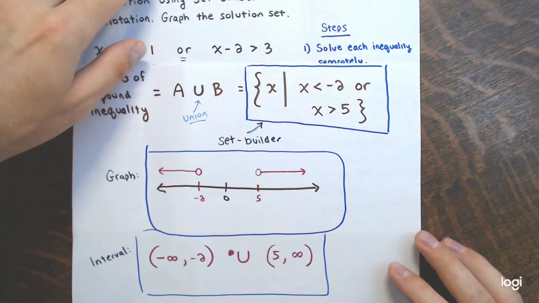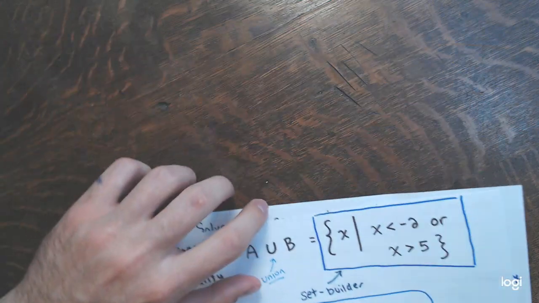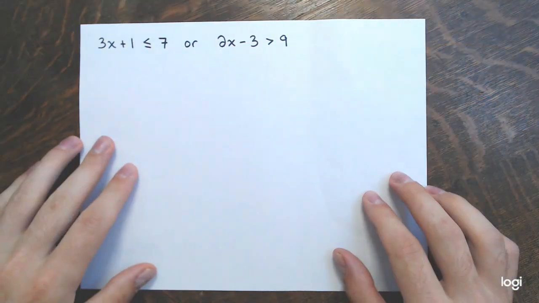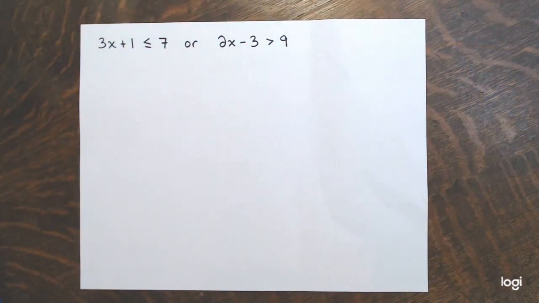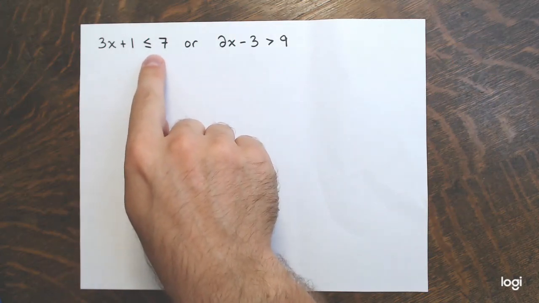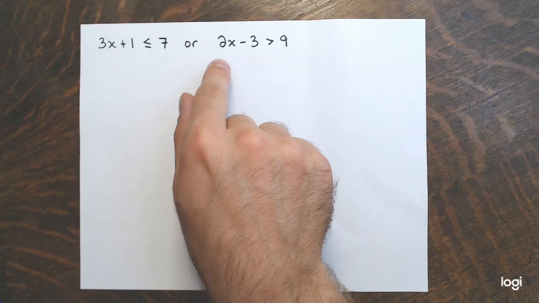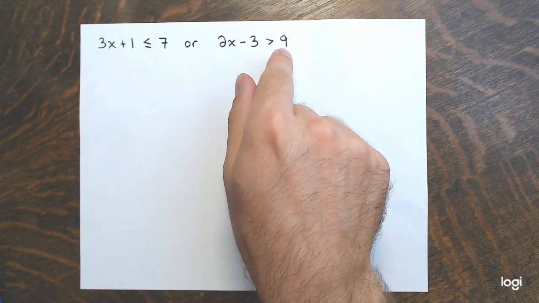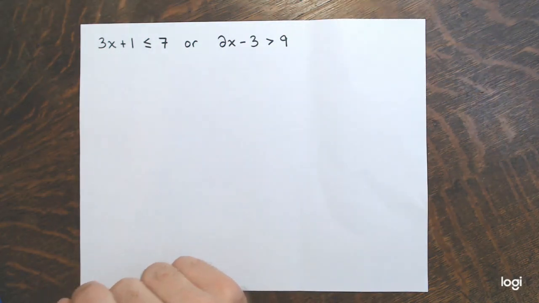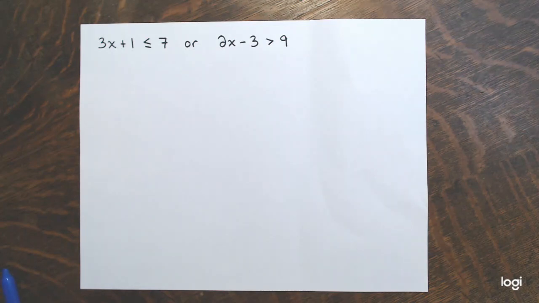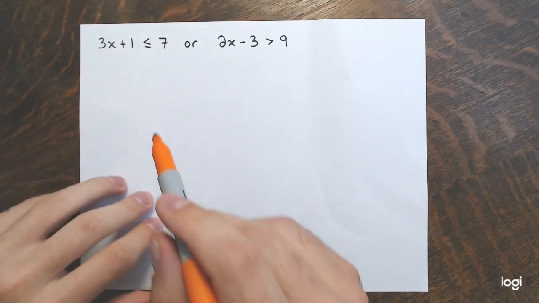All right, so I've got several other examples up here for you where I'm doing the exact same stuff over and over and over again, right? Just to hammer it home. Okay, so this one I have 3x plus 1 is less than or equal to 7, or 2x minus 3 is greater than 9. All right, so I'm going to solve. First, I will solve each one individually, and again, I'm going to do them in different colors so I can write their solution sets in different colors.